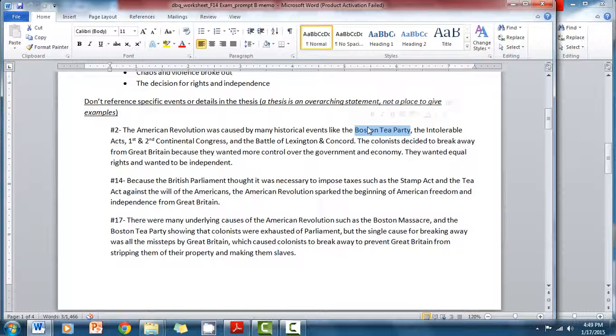It's when the colonists are disguised as Indians, destroying chests of tea. The Intolerable Acts. A way to reclassify this would just be legislation. Oppressive legislation was another cause of the revolution. The First and Second Continental Congress, you could reclassify this.